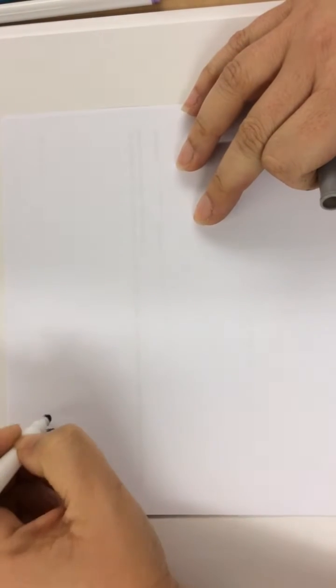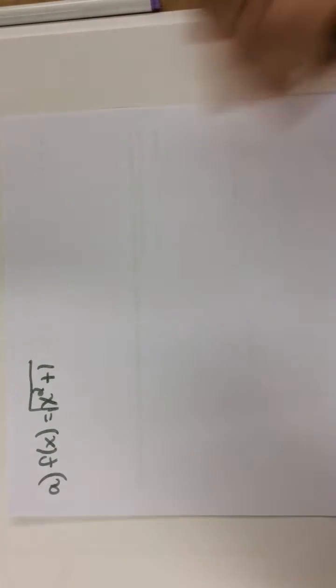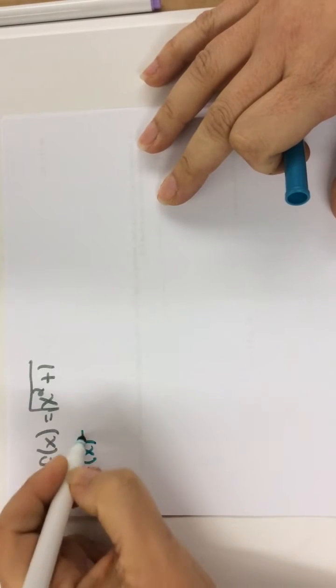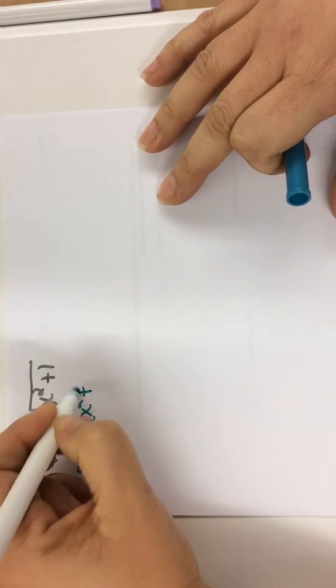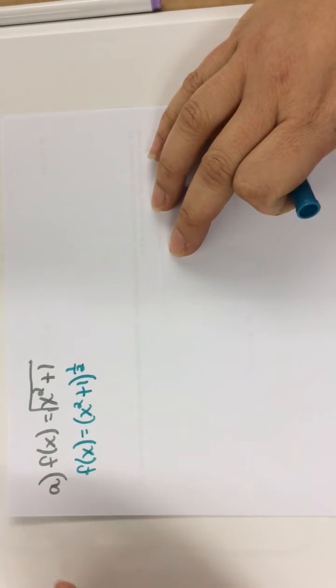So I'm going to move the paper so that I can start some problems. Square root of x squared plus 1. Probably need to switch this to being a power, because that's the only way we know how to take a derivative of a square root. So the outermost function is the 1/2 power. The inner function is the x squared plus 1.